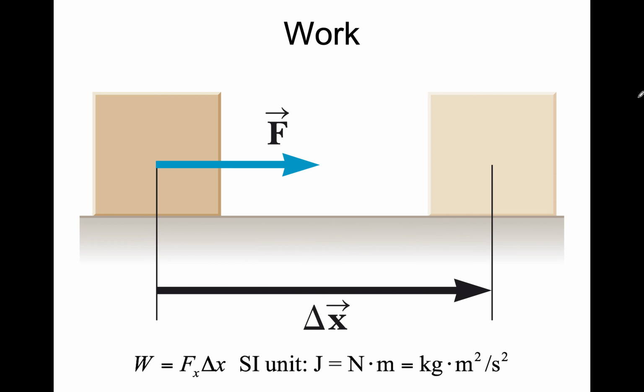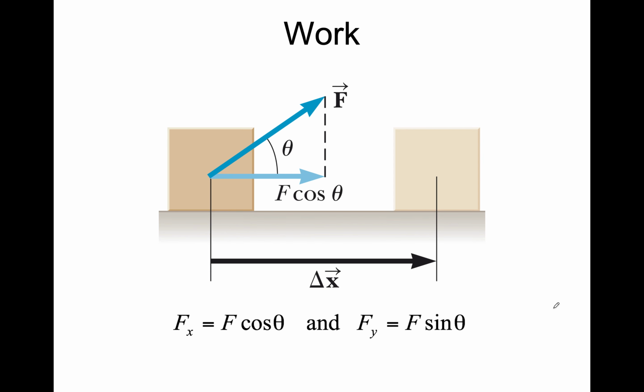And Newton in SI units is kilogram meter per second squared, multiplied by a meter. So the SI unit of work is kilogram meter squared over second squared. We give it a special name, joules. So 1 joule is 1 kilogram meter squared per second squared. Now this is the situation where the force and the displacement are in the same direction. Then it's simply F times displacement.